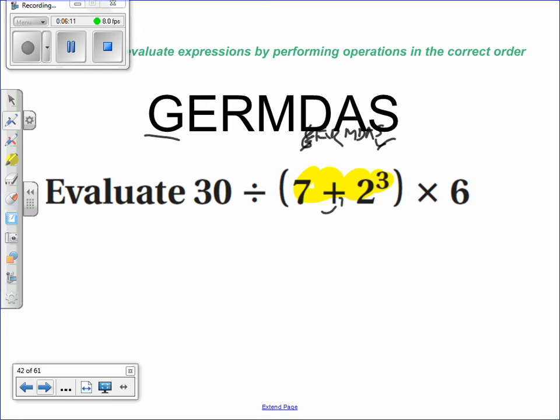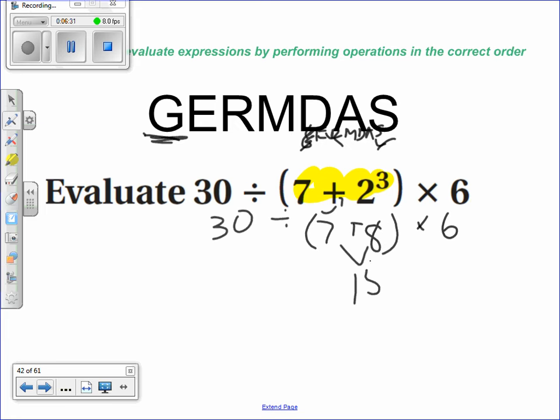Inside the group, are there any more groups? No. Are there any exponents or radicals? Yes. So 2 to the third power, I know, is 2 times 2, which is 4, times 2 again, which is 8. So now, the problem I need to solve looks like this. Okay? Are my groups done? Nope, I still have one thing left to do. 15. I can leave the parentheses or just take them away since there's nothing else to do in the group.